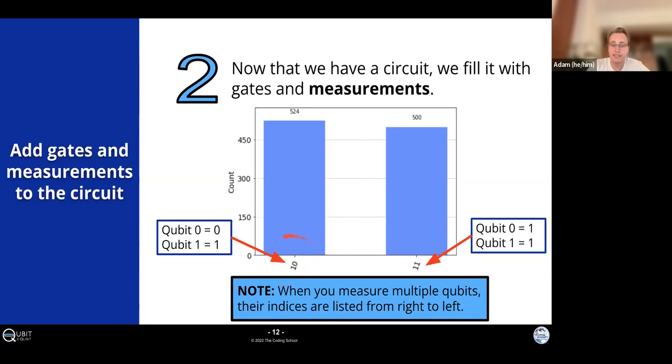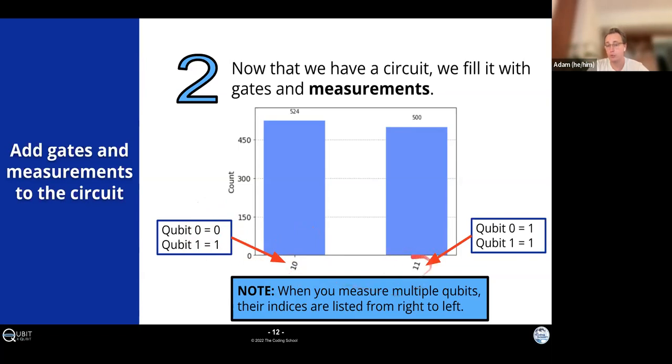So for instance, this first case here is going to be the most helpful. 1, 0 actually means that the qubit 0 is in the 0 state and the qubit 1 is in the 1 state, or at least that's where we measured it, right? So this is 0 for the 0th bit and 1 for the first bit. Those are the results we measured.